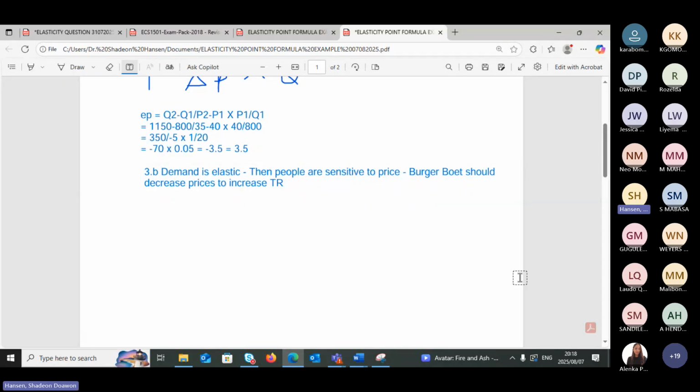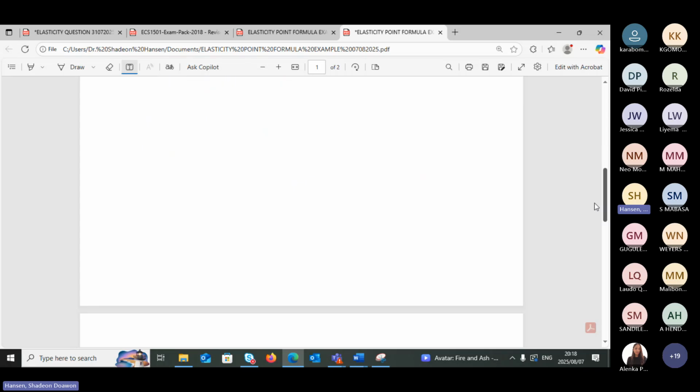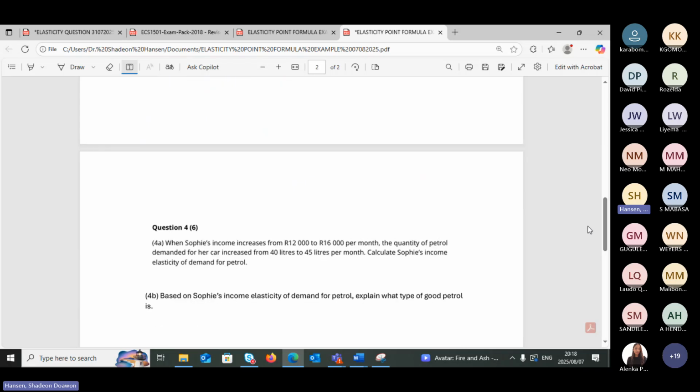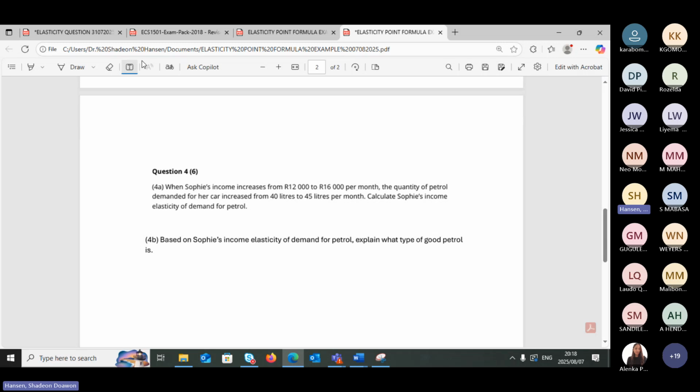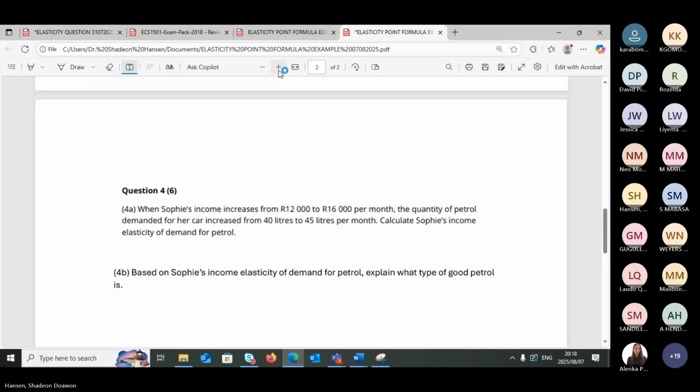That's for 3B. Now let's move to 4. Now remember, students, again, we were supposed to use the point formula, but we weren't incorrect as well. We weren't wrong. So if you look at number 4, remember this is now income elasticity. And according to the notes and according to the theory as well, students, please note that whatever formula we use under income elasticity, whether it is the point formula or the arc formula, we can get a negative answer or we get a positive answer.